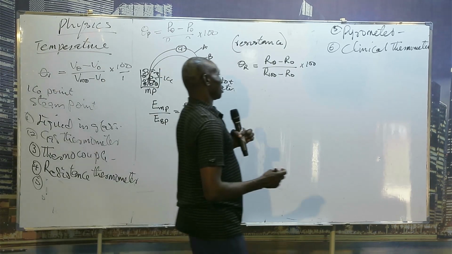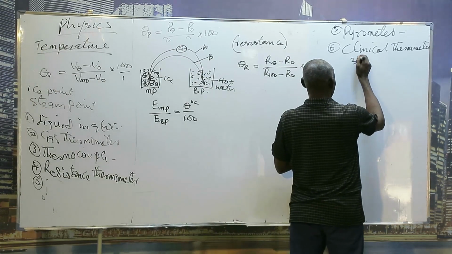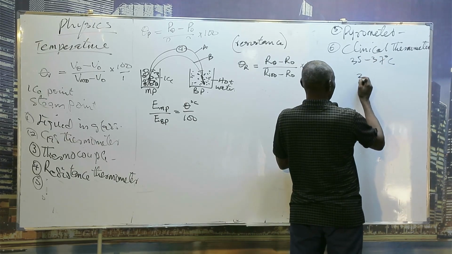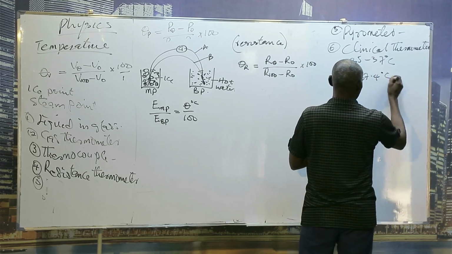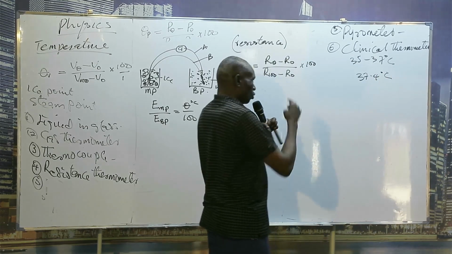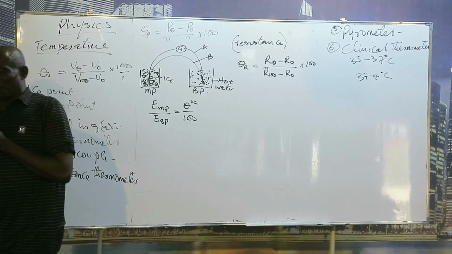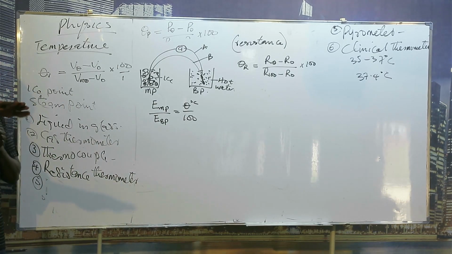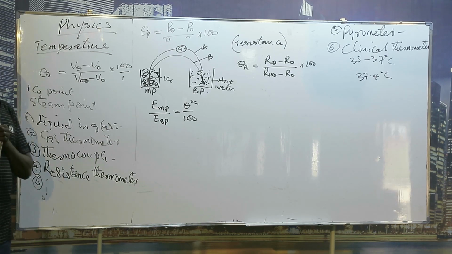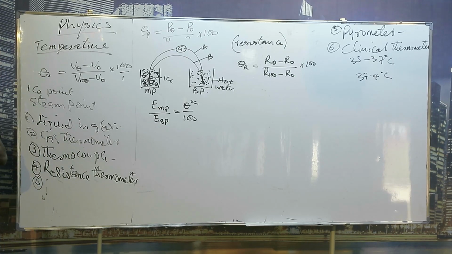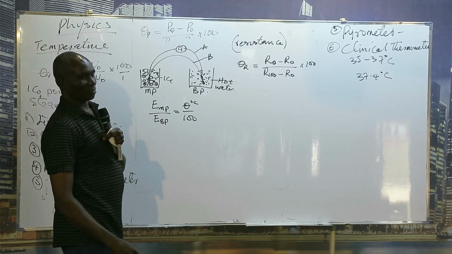35 to 37 degrees C in physics. But in medical, it's 37.4 degrees C. So we use that of physics for the exam. If you run a hospital check and it reads 37.4, they say you have some kind of fever. So above normal, which is 35 to 37.